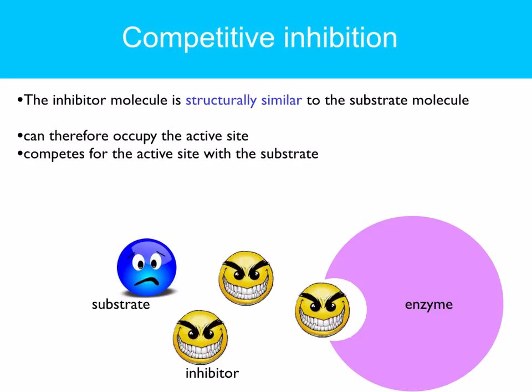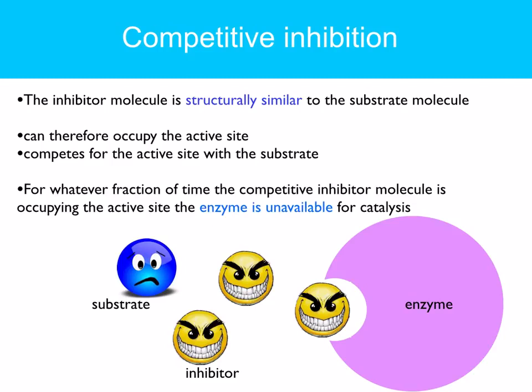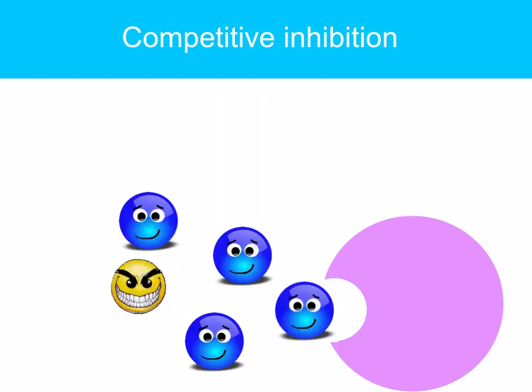So what does it do? It competes for the active site with the substrate, and for whatever fraction of time the competitive inhibitor molecule is occupying the active site, the enzyme is unavailable for catalysis. So what happens? Competitive inhibitors will decrease the rate of reaction.